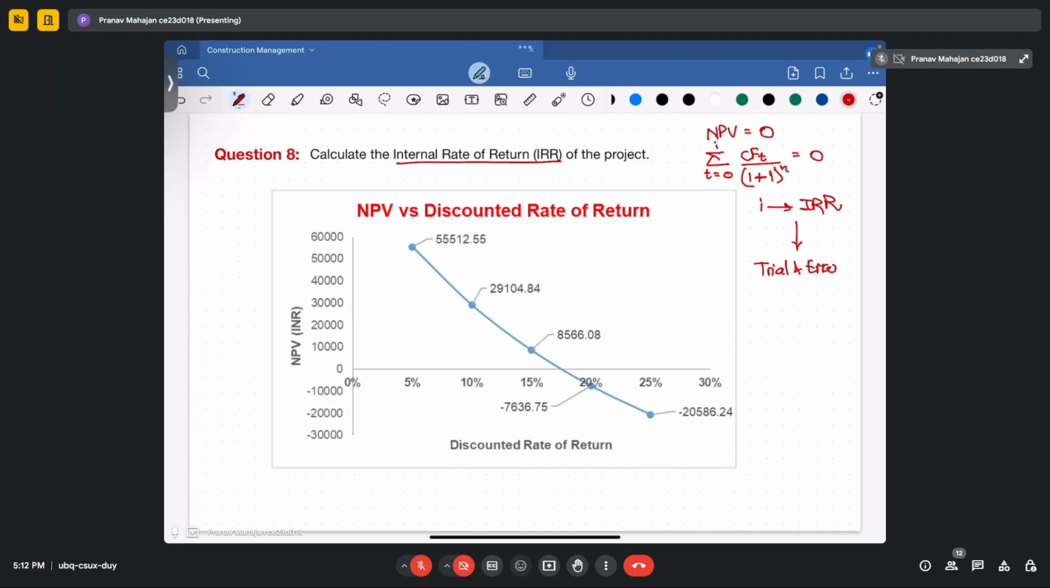Another thing that you can do in this case is directly plot a graph. Like in this case we have plotted, so for 5% we got the value as 55,512. For 10% we got 29,000, that is, it is decreasing with increasing rate of return. And for 15% we got 0.8566, and for 20 it is further reduced, and for 25 it is further reduced. So from 15 to 20 you get a range in which your NPV is zero. This is the point where your NPV is zero, and the point where NPV is zero, you call it IRR. So in this case your IRR is 17.5%.